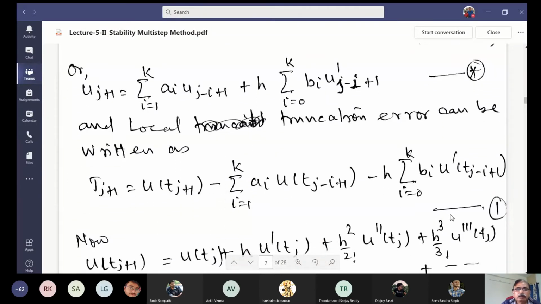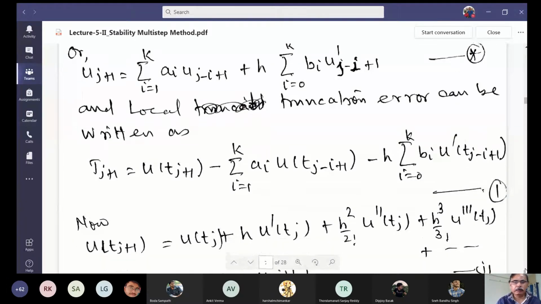So T(j+1), once the method is there, you understand that T(j+1) is nothing but u(j+1) minus all the things which are on the right hand side. So it will become u(tj+1) minus the summation, i from 1 to k, of ai u(tj-i+1), and then minus h times the slope part.